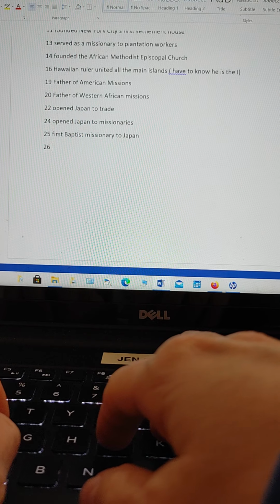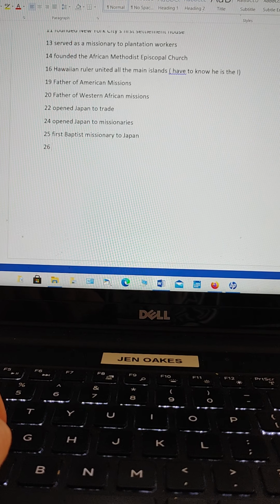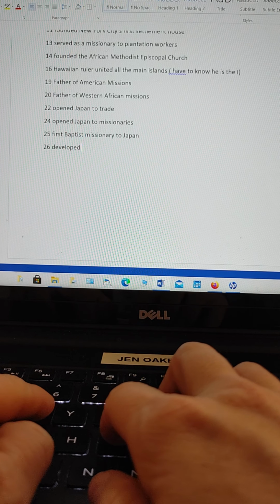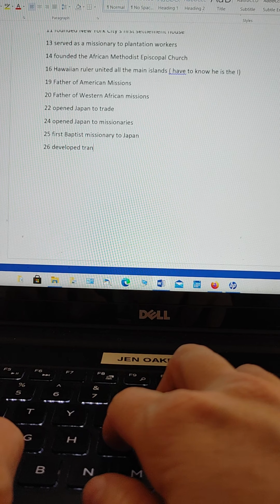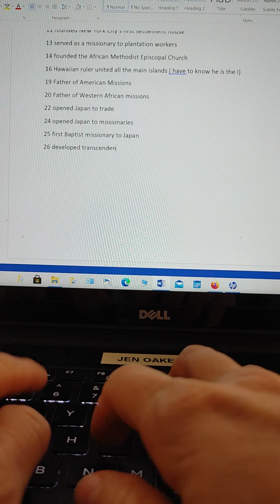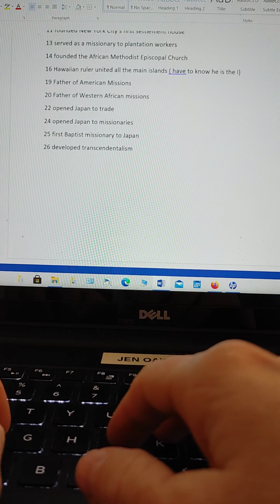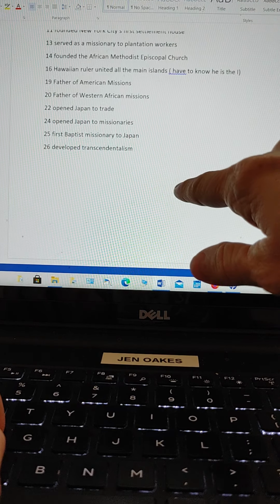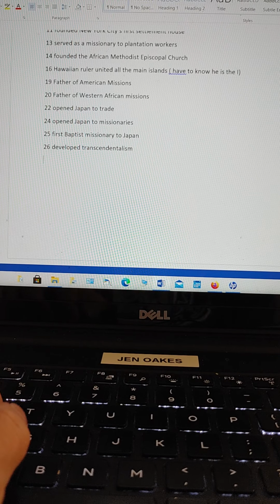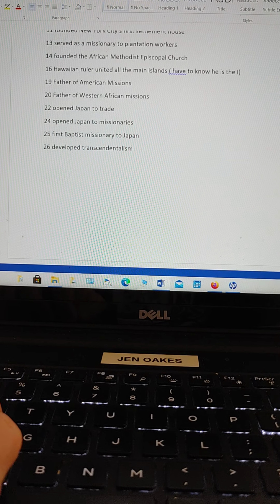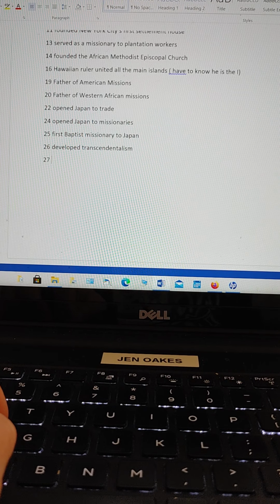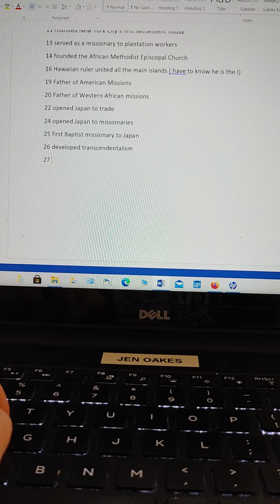26 is Ralph Waldo Emerson. He is the dude that developed Transcendentalism. Thankfully, you do not have to spell that. The question is blank developed Transcendentalism, and that's Ralph Waldo Emerson. We'll want all three names for that dude. And then 27 is Henry David Thoreau.